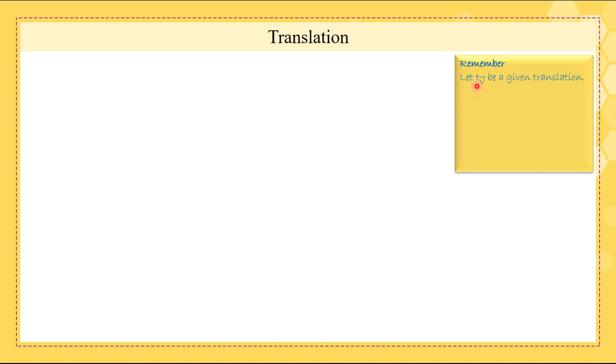Now remember, T_v vector is a given translation. Translation by zero vector is the identity. Translation by v vector does not have an invariant point for v vector different from zero vector. The inverse of the translation by vector v is the translation by vector minus v vector. Translation by vector v round the translation by vector u is a translation by u vector plus v vector, or the translation by v vector plus u vector.